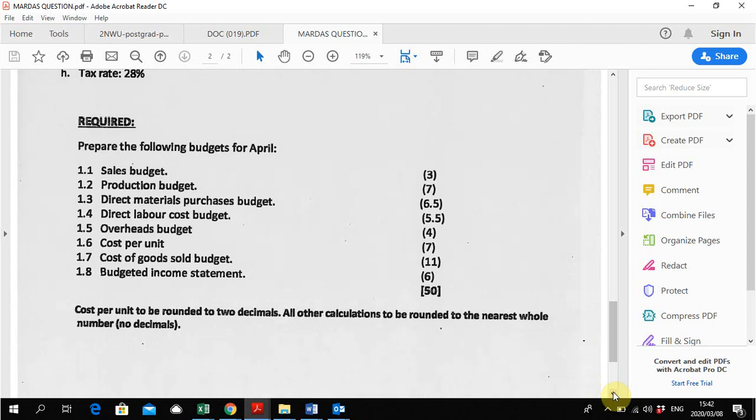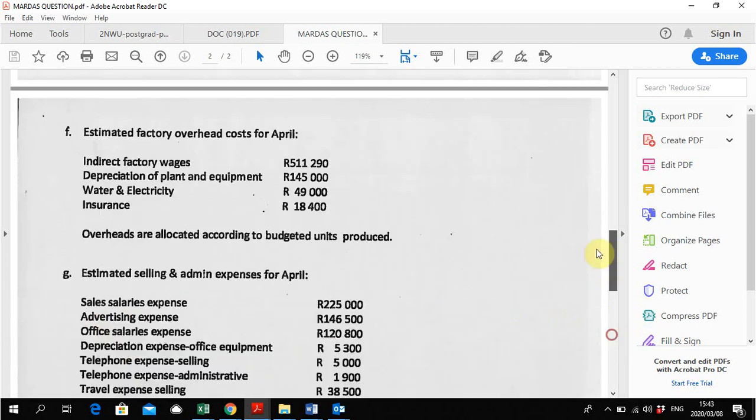So you will find that in 1.1 you have to do a sales budget. In 1.2 there's a production budget, 1.3 direct materials, 1.4 labor, 1.5 overheads, 1.6 they ask the cost per unit, 1.7 the cost of goods sold, and in 1.8 the budgeted income statement. They say that the cost per unit must be rounded to 2 decimals and all other calculations to the nearest whole number. All right.